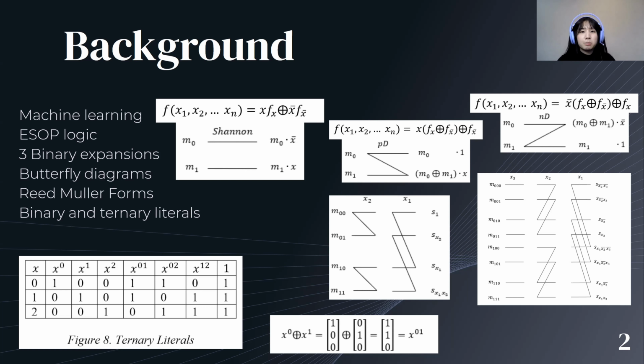To compare binary and ternary literals, whereas binary logic only has 2 variable polarities, the variable and the variable negated, there are 6 polarities in ternary logic in addition to 1.